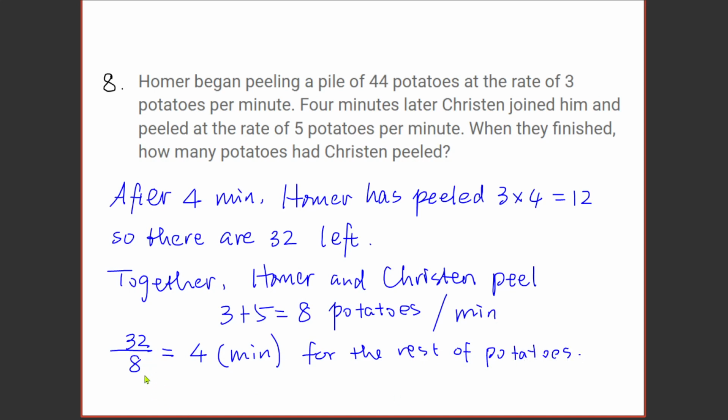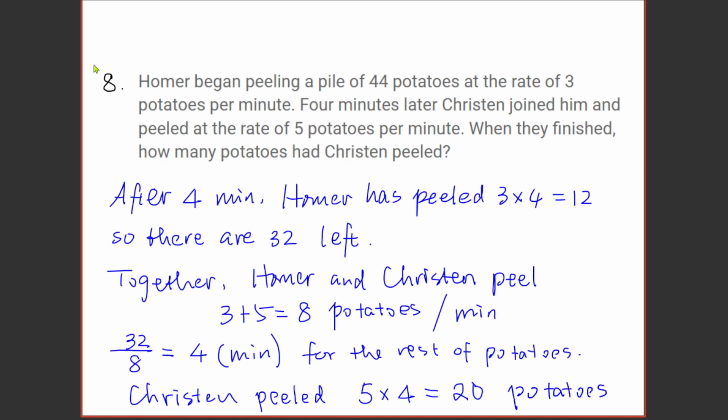In those 4 minutes, Kristen peeled, well, we could use his rate, which is 5 times 4 minutes he used, and then he peeled 20 potatoes, right? So the final answer is 20. Okay, any questions?